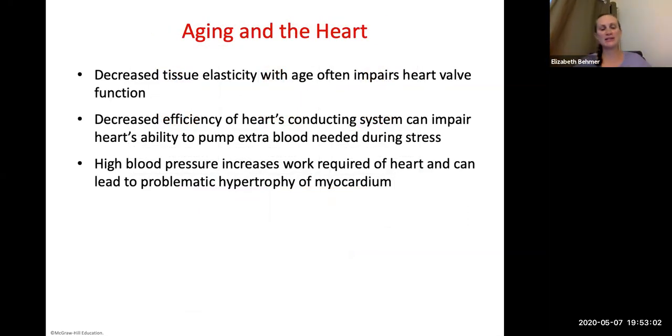This is the last slide for tonight: how the heart ages. The next couple of body systems will go through how we're all aging. In the aging of the heart, there's decreased tissue elasticity, and that often impairs heart valve function. Some people live with heart murmurs, valves not working well throughout their whole life, but often in aging, our muscles just lose elasticity, so our valves will not close all the way. So heart valve function decreases.